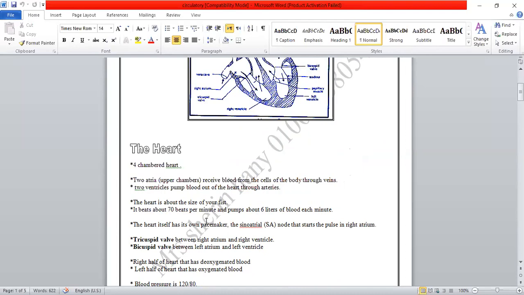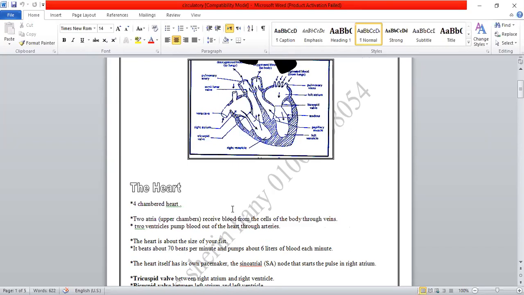Now, I talk about the heart composition. The heart is about the size of your fist. If I look at the heart, there is a septum at the middle separating the heart into two halves, right half and left half. Each half is composed of two chambers. Each upper chamber is called an atrium, and each lower one is called a ventricle. So I have right atrium and right ventricle, left atrium and left ventricle.